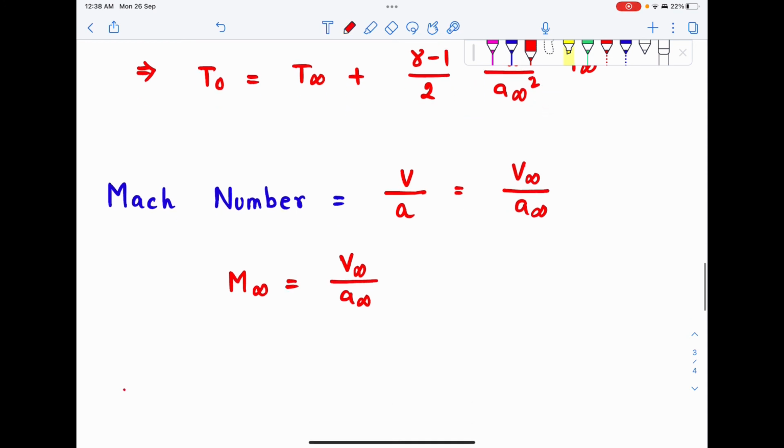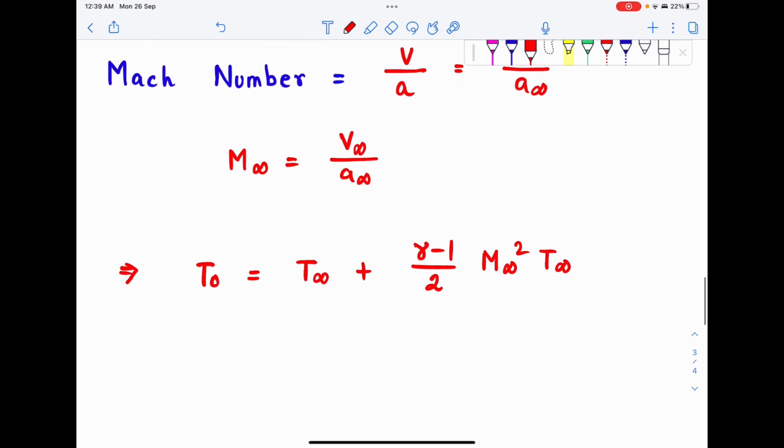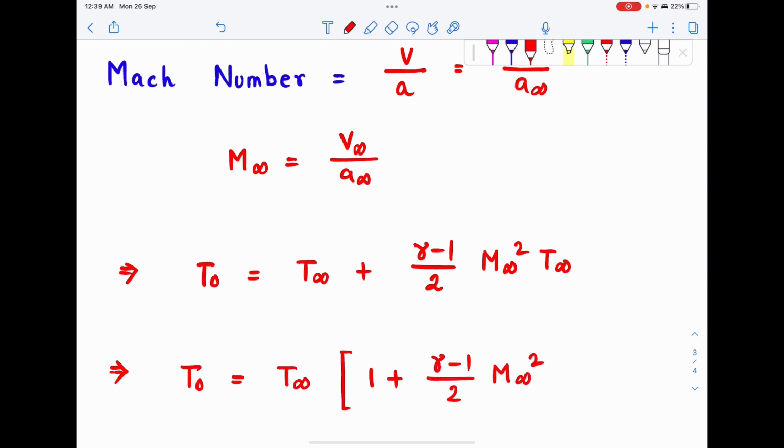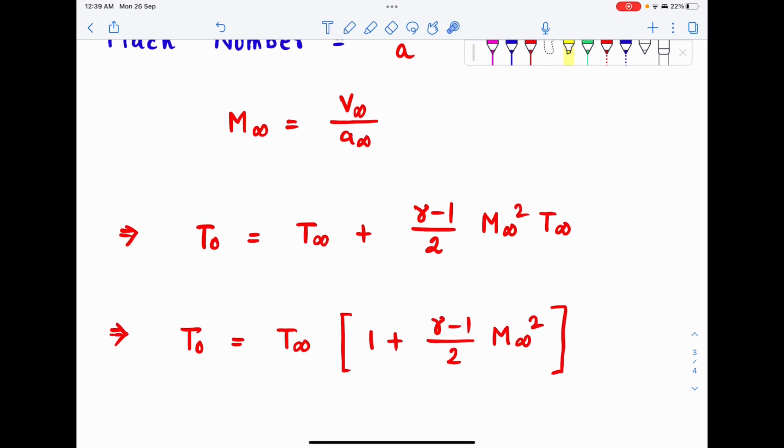So T naught will be equal to T infinity plus gamma minus 1 by 2 times M infinity square T infinity. Overall, if you combine this, you will see that T naught will be equal to T infinity times 1 plus gamma minus 1 by 2 M infinity square. So we have successfully found that the rise in temperature will be this much.